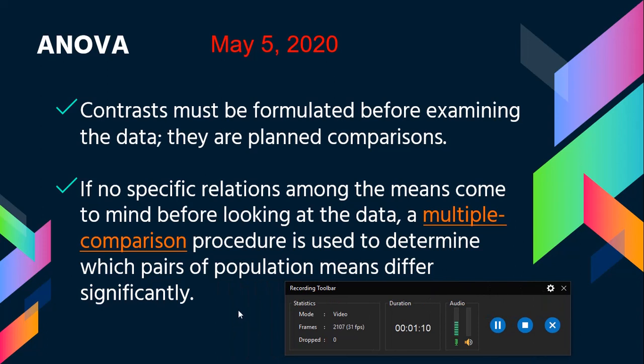If you don't have any preconceived notions before you examine your data or before you run your experiment, that's okay. When we're done with the study and we realize that the means are different, we can run a multiple comparison procedure, which is just multiple t-tests, to see which pairs of means are different from each other. It can be a tedious process, so this is why a contrast is a much better option than multiple comparison tests.